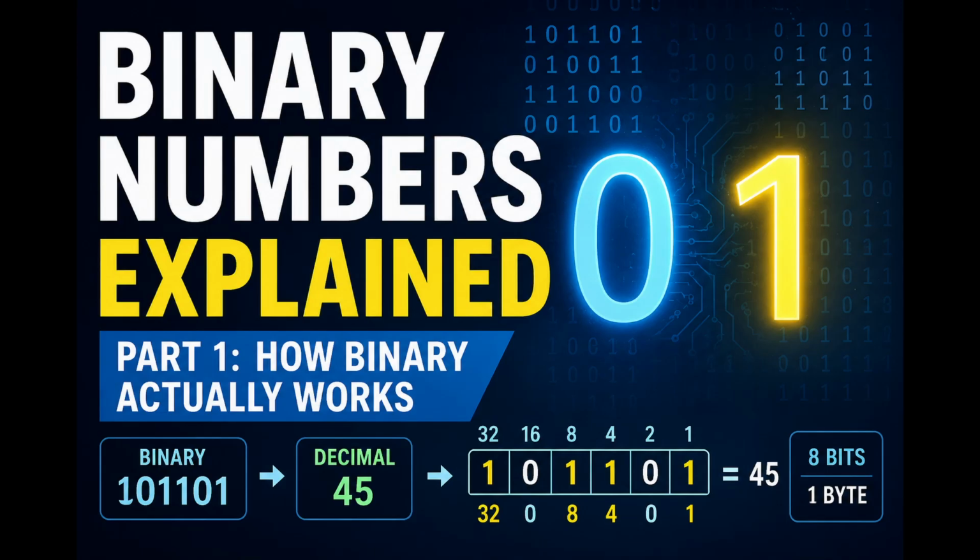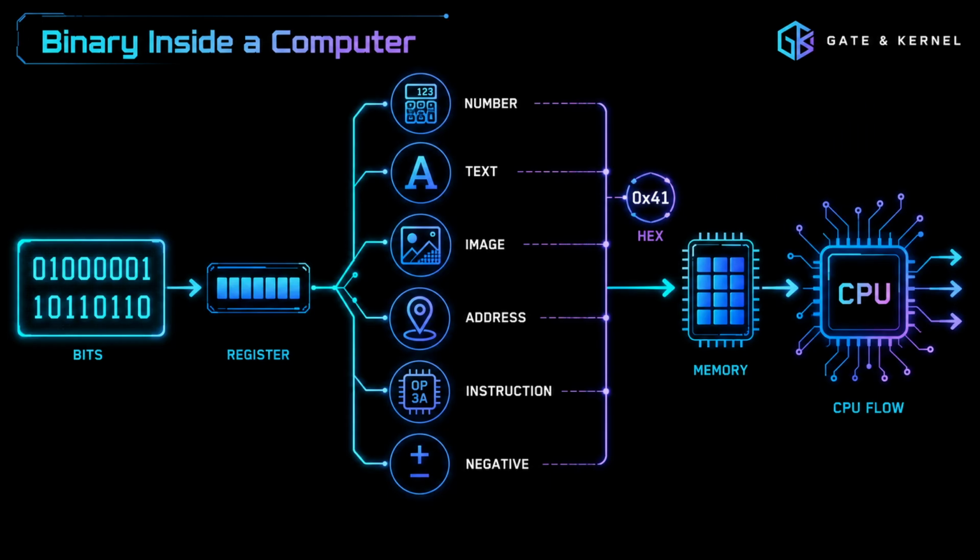But this leads to a much more important question: how can the same zeros and ones represent numbers, letters, images, memory addresses, and CPU instructions? The answer is one of the most important ideas in computing. A computer stores patterns of bits. The meaning of those bits depends on how they are interpreted. In this video, we will look at how binary is actually used inside a computer.